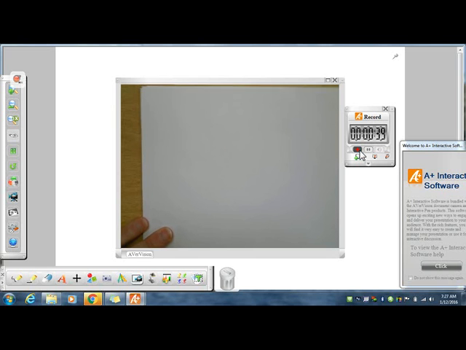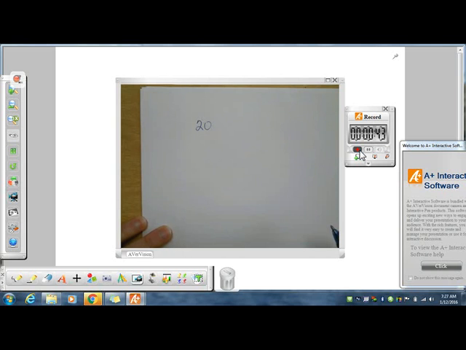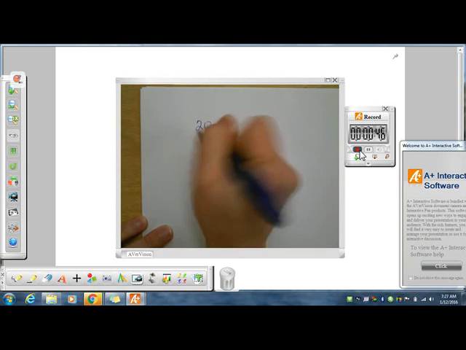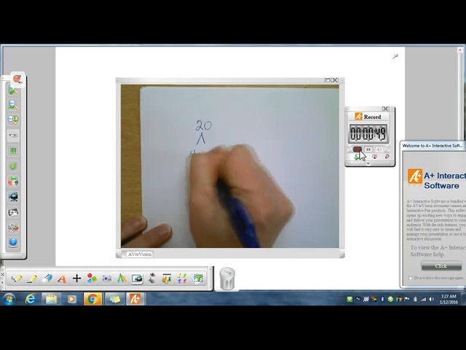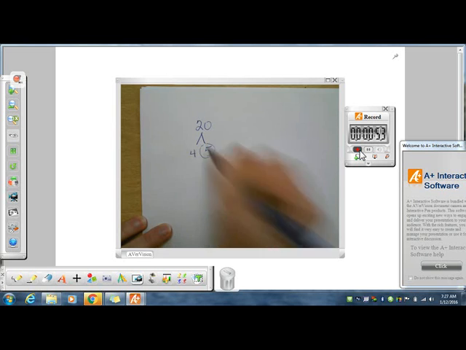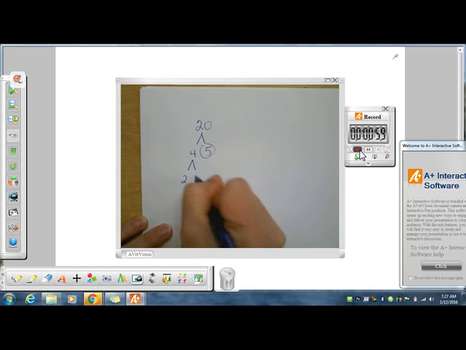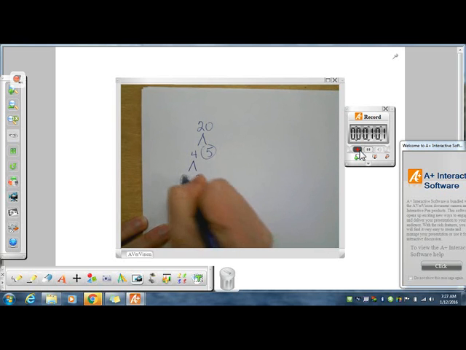So let's take a look at the number 20. I can break down the number 20 because it's not a prime number. It's divisible by other things. For example, I could take 4 times 5 to get 20. 5 is a prime number, so I'm going to circle that. But 4 I can break down some more to be 2 times 2. 2 and 2 are both prime numbers.